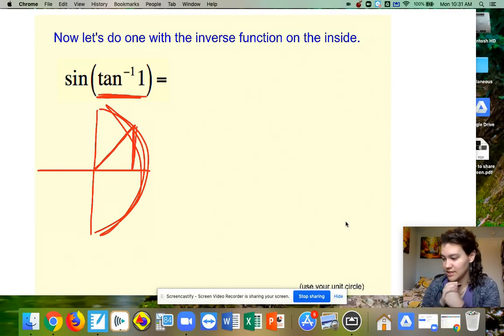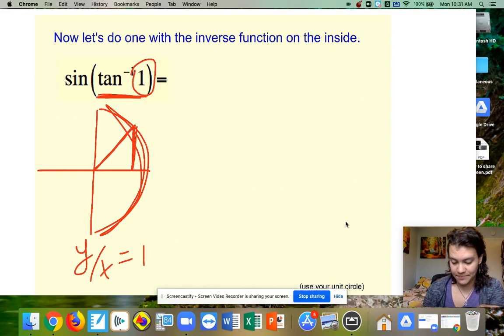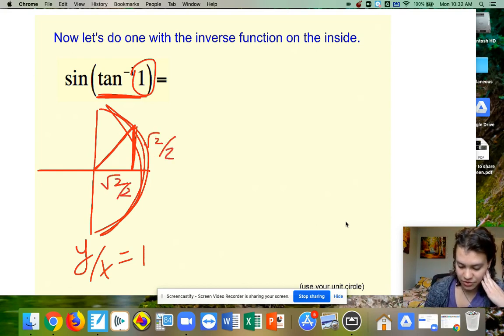So here tangent is a little different. We want to figure out when would we get 1 for tangent. So you're looking at when does y over x equal 1. So when does y over x equal 1? Well, when they're the same. So they're the same when you have √2 over 2 and √2 over 2, which would mean this would have to be a 45-degree angle. So you end up getting sine of 45 or sine of pi over 4.